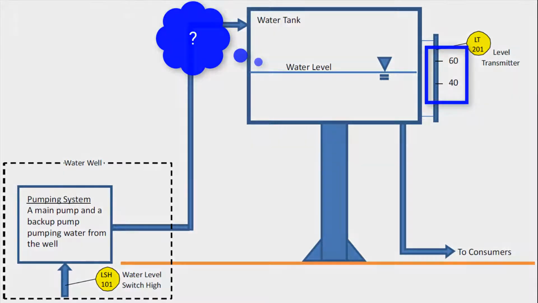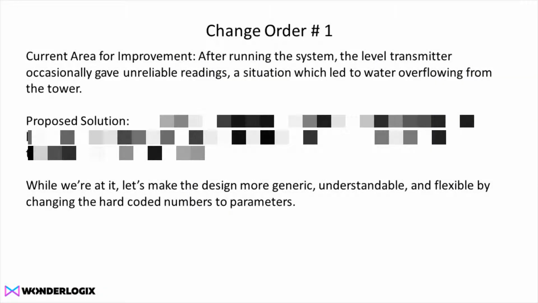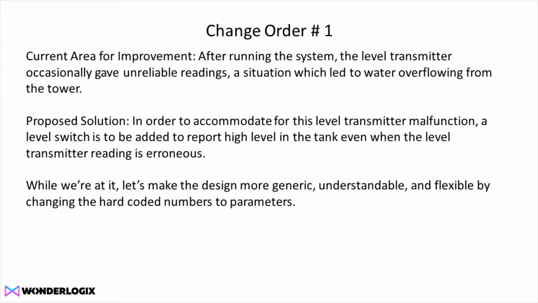wouldn't shut off. So our proposed solution to fix this is that we're going to put in a level switch to be able to report when the water level is at a high point, as an extra check so that we don't overflow the tank again. And while we're at it, we're going to change those hard-coded level transmitter percentages to properties and parameters. And it's going to look something like this.